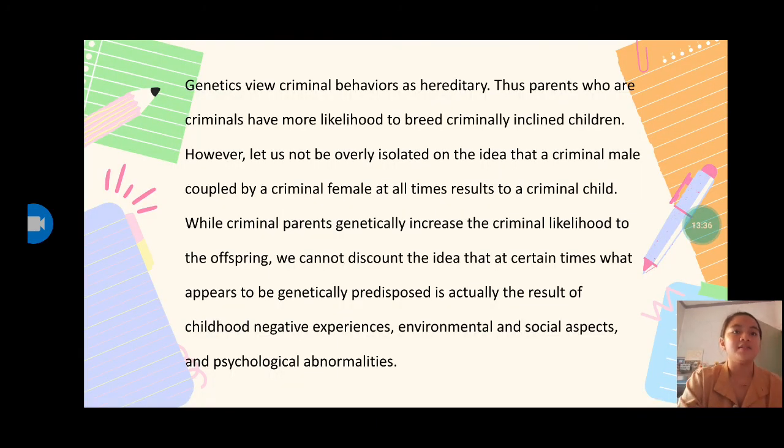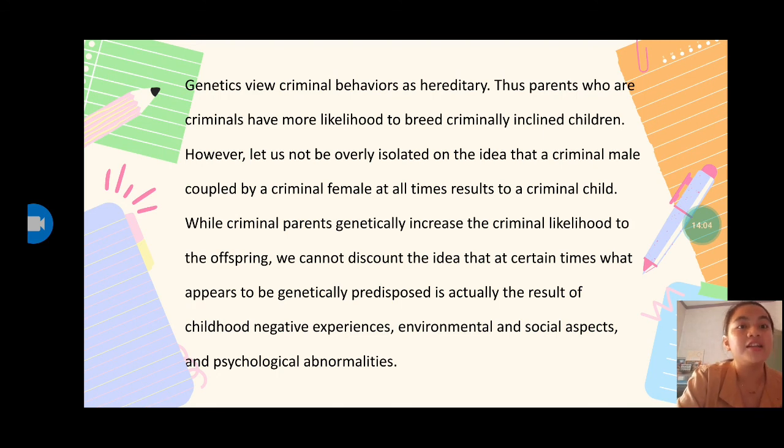So as we end this reporting and topic, the genetic view considers criminal behaviors as hereditary. Thus, parents who are criminals have more likelihood to breed criminally inclined children. However, let us not be overly fixated on the idea that a criminal male coupled with a criminal female at all times results in a criminal child.